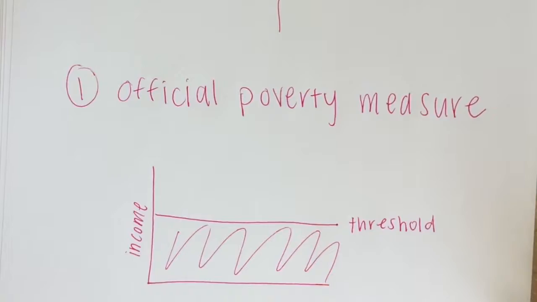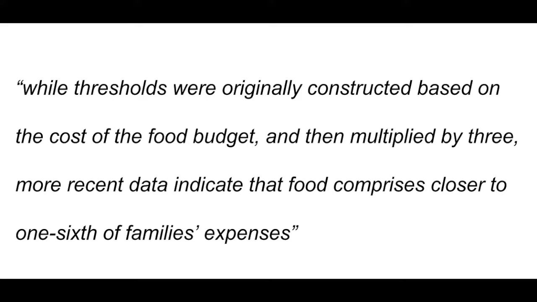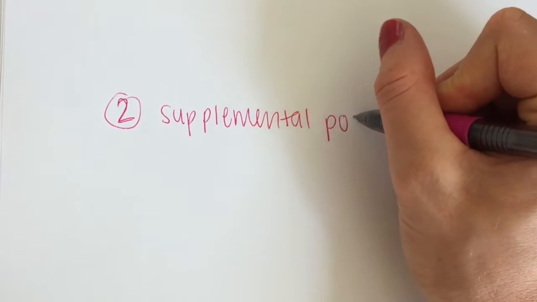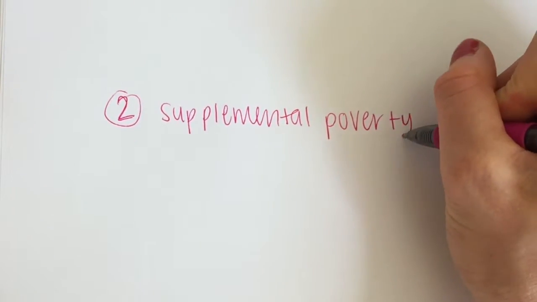Author John Iceland says, while thresholds were originally constructed based on the cost of the food budget, and then multiplied by 3, more recent data indicate that food comprises closer to 1/6 of the family's expenses. The Supplemental Poverty Measure, or the SPM, is another method in use today.